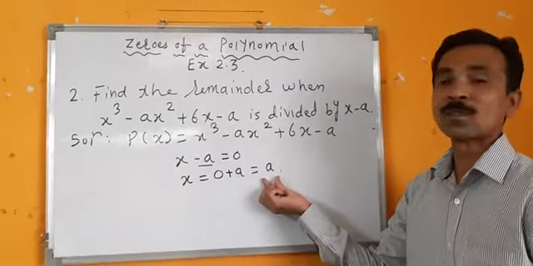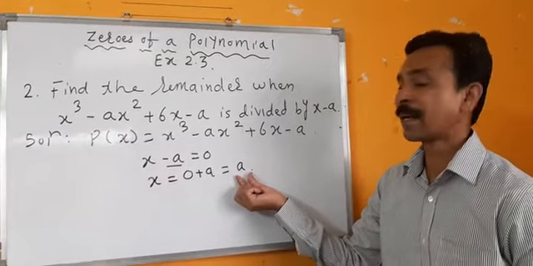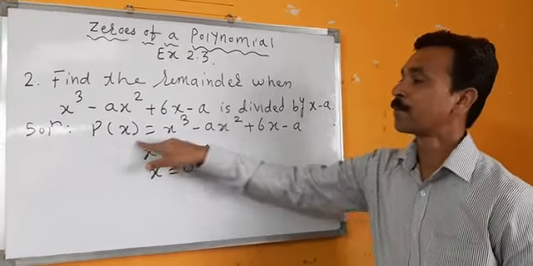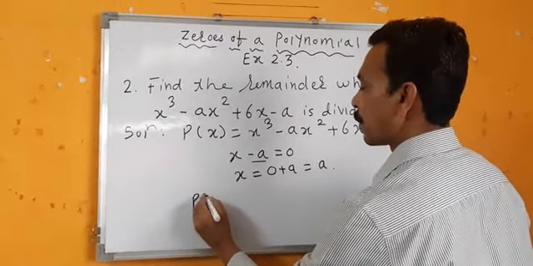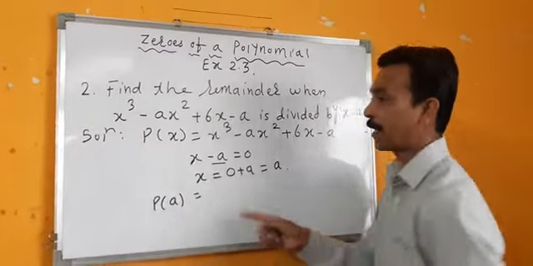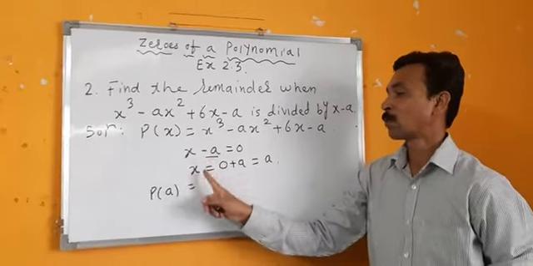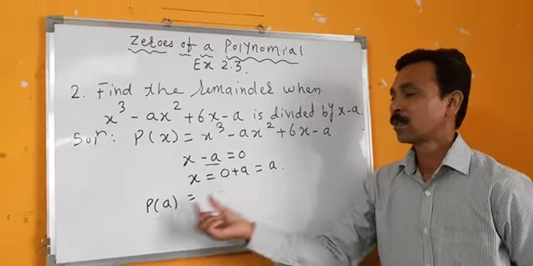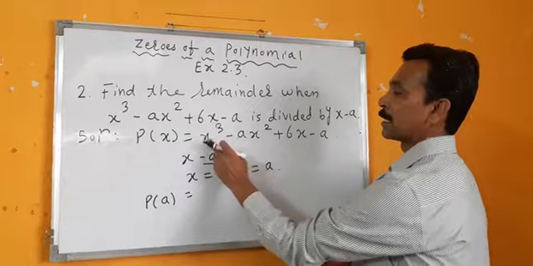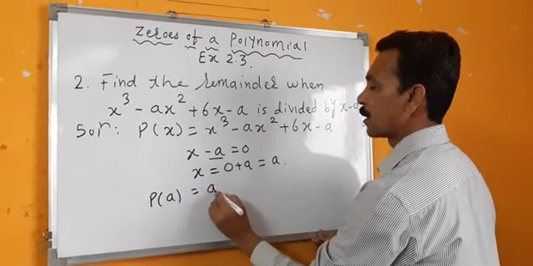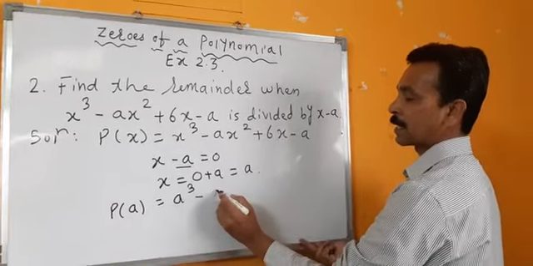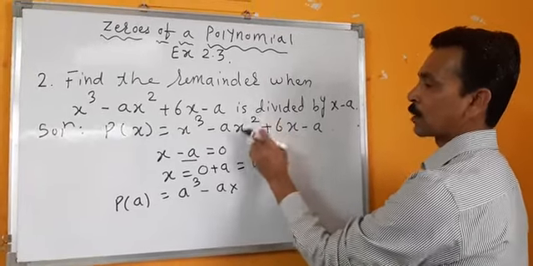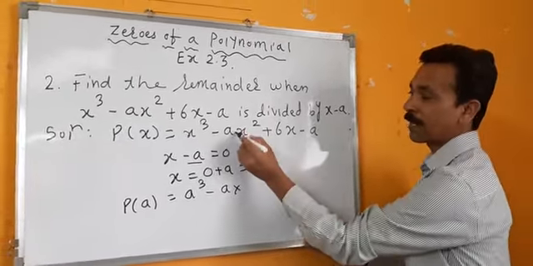Now the value of x is a. I will place this value, x is equal to a, in p of x. So this becomes p of a. Why p of a? Here it is p of x, but the value of x is a. So p of a is equal to x cube. x cube means a cube. Then minus a into x square.